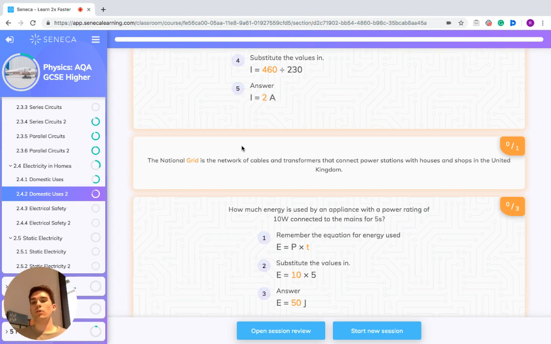Now, a quick question for you. Can you remember what the national grid is? Well, if you weren't sure, the definition of the national grid is a network of cables and transformers that connect power stations with houses and shops in the UK. And remember, the parts of the national grid are, first of all, the power stations, then step-up transformers, then step-down transformers, and homes and businesses.